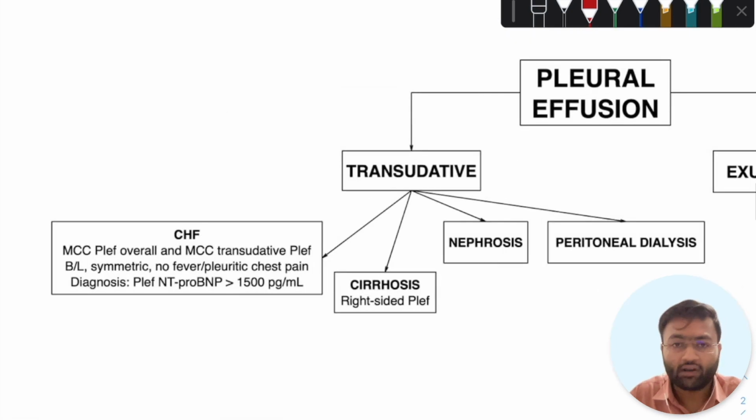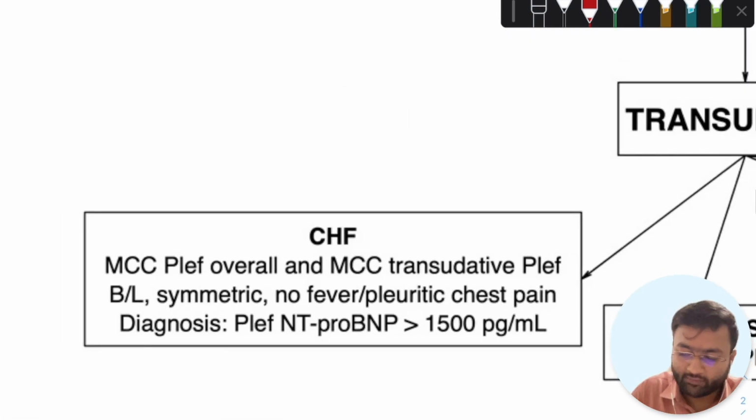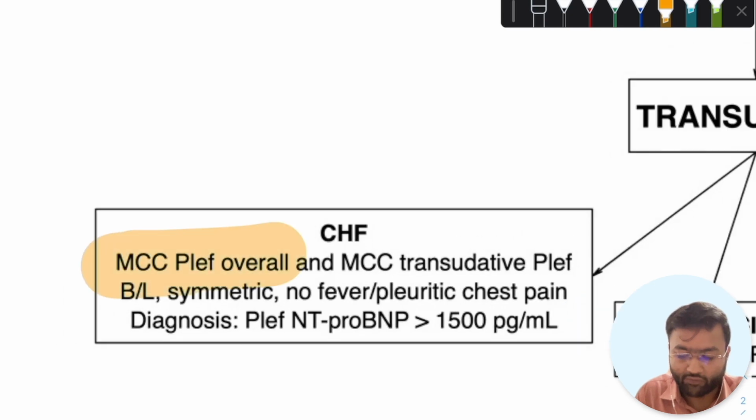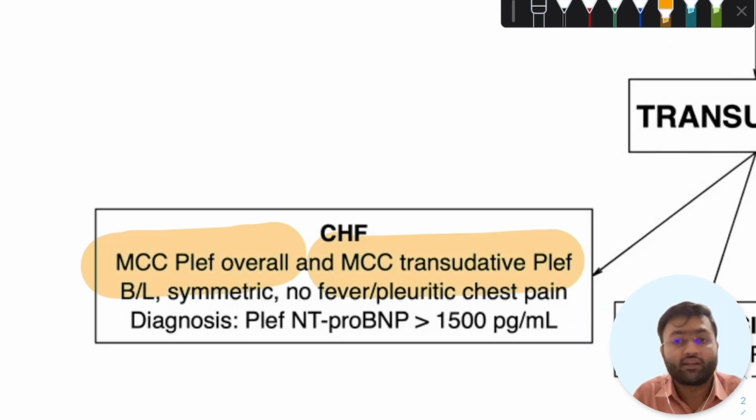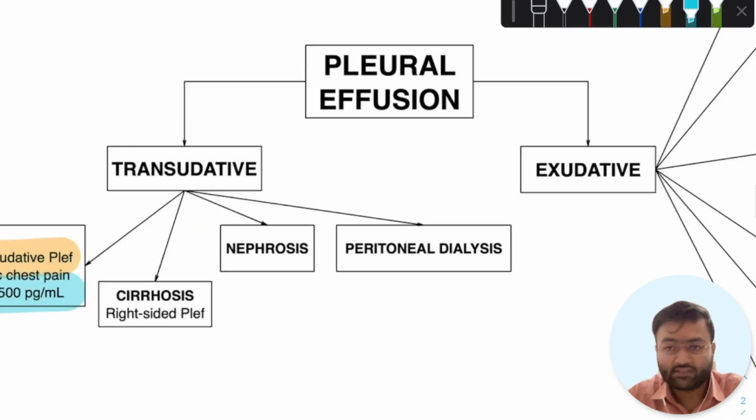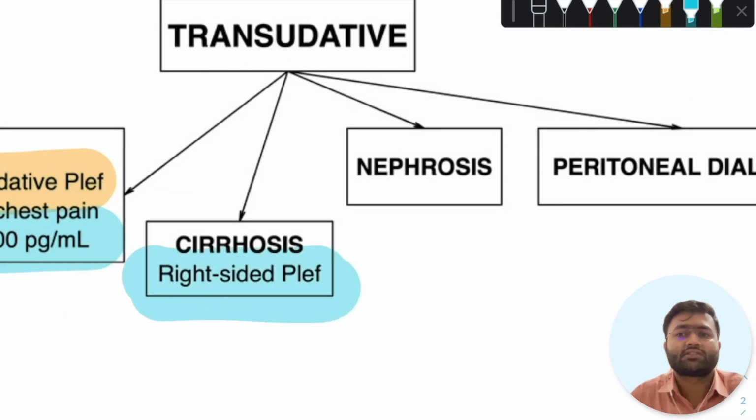So, in transudative pleural effusion, if the cause is CHF, just remember that it is the most common cause of pleural effusion overall. It is also the most common cause of transudative pleural effusion. There are some important features that will help you diagnose pleural effusion due to CHF. This includes bilateral or symmetric pleural effusion on both sides, and there should be no fever and pleuritic chest pain. If any of these features is absent, you should reconsider your diagnosis. Definitive diagnosis can be made by measuring NT-proBNP levels in the pleural fluid, which should be greater than 1500 picogram per ml. So in cirrhosis, generally there is a right-sided pleural effusion, just a point to note.